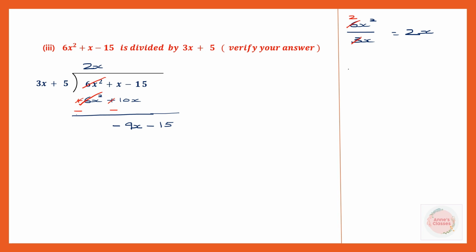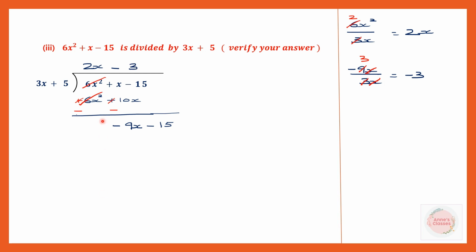So here again, let's take the first term and divide it by the first term here. So that will be minus 9x divided by 3x. The sign is minus. We can cancel 3 and 9. 3 ones are 3, 3 3's are 9. We can cancel x and x also. So we just have minus 3. So we'll write that in the quotient here, minus 3.